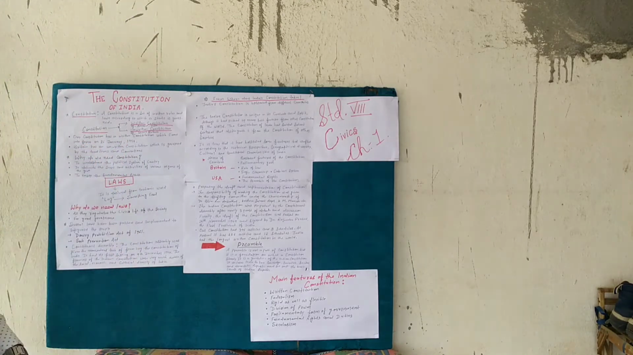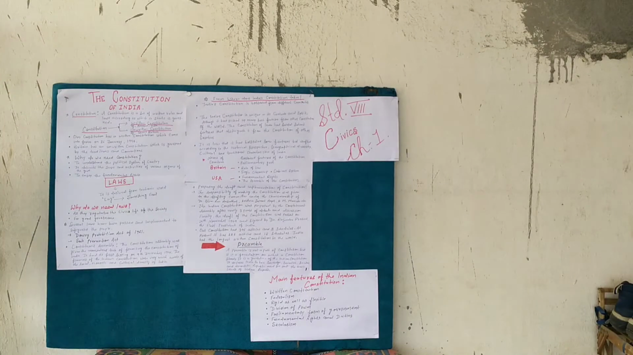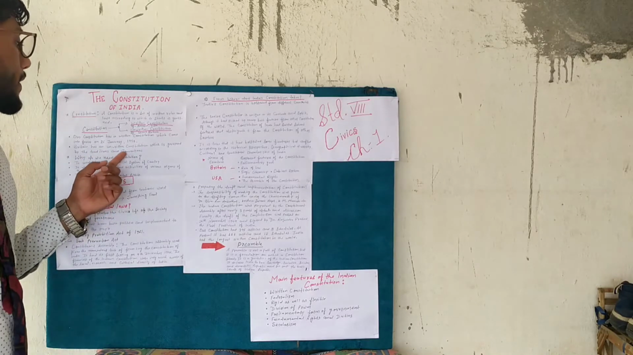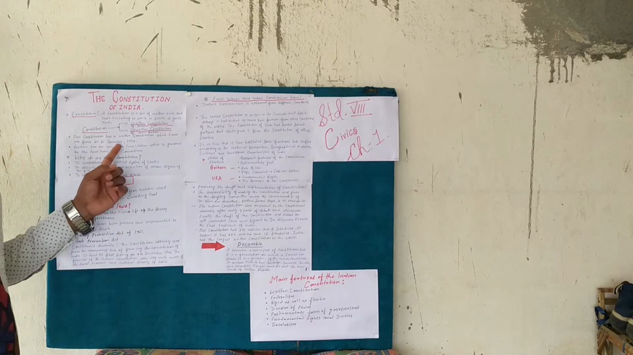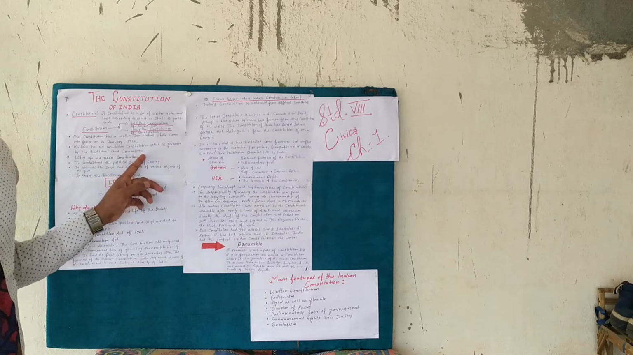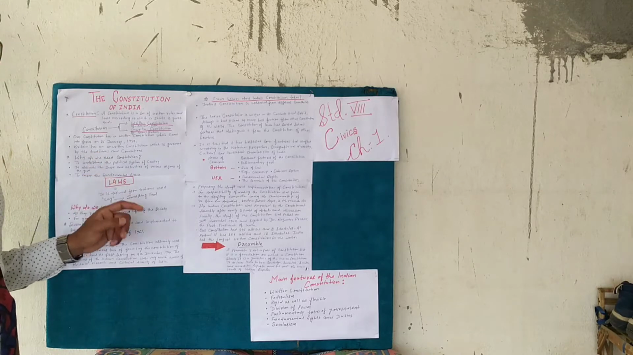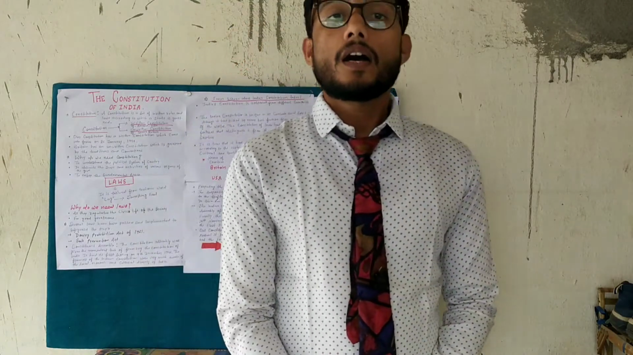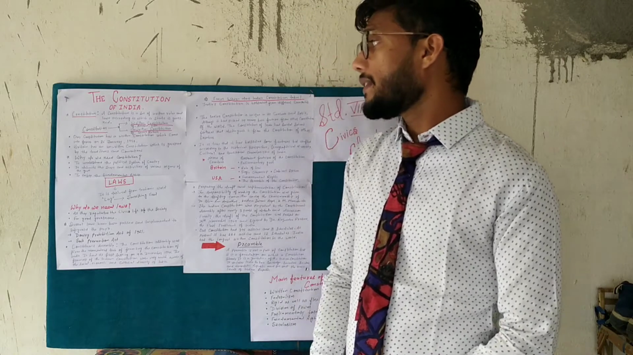Our constitution is a written constitution which came into force on 26 January 1950. Britain has an unwritten constitution, which is governed by tradition. That means Britain follows an unwritten constitution governed by tradition.